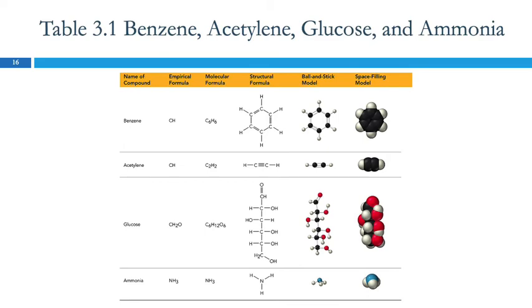This table shows the different formulas and models for several compounds. Let's just look at glucose, sugar. Empirical formula is CH2O. There are a lot of compounds with that same empirical formula. Its molecular formula is C6H12O6. And here in the structural formula, if you count all the O's and H's and C's, you'll find out that this is correct.